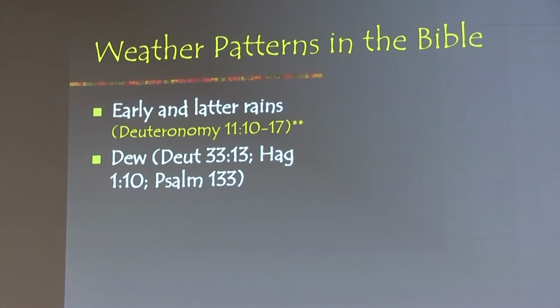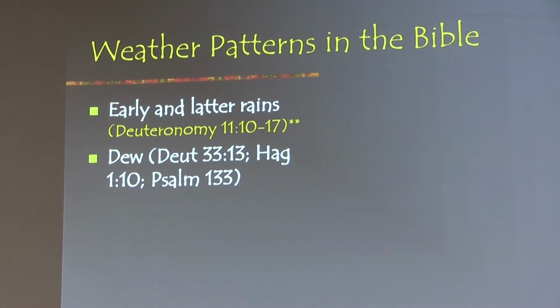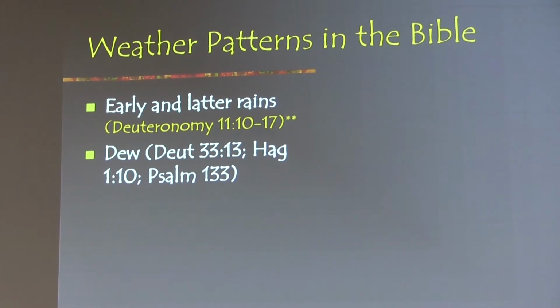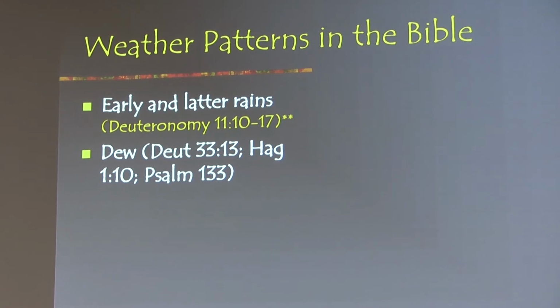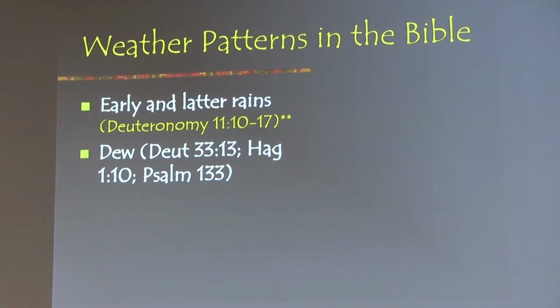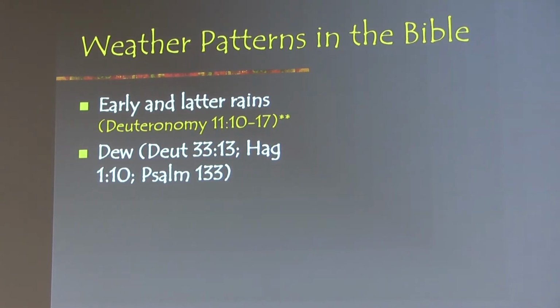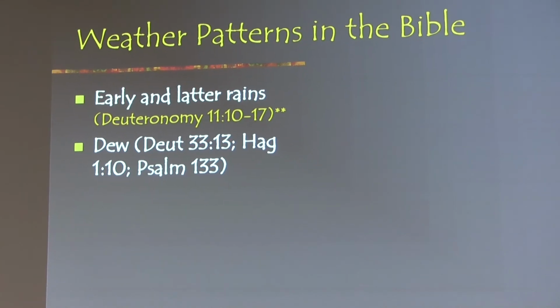We also see references to dew. Wonderful poem in Deuteronomy 33. We see Haggai. We see Psalm 133. A wonderful passage. How good and pleasant it is when brothers and sisters dwell together in unity. It's like oil poured on the beard, and we could talk about that, but the verse I'm aiming for is it's like the dew of Mount Hermon on Mount Zion. That's an incredibly refreshing thing.